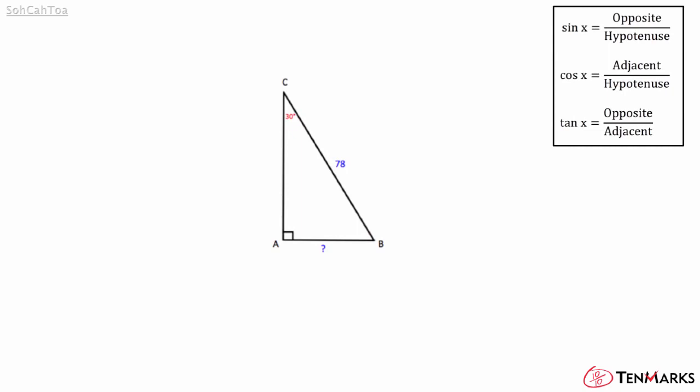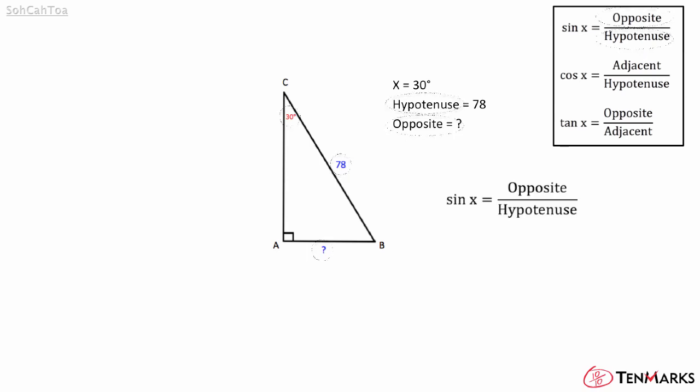Let's go back to the original triangle to see if we can solve for side AB using trigonometry instead of proportions. Which trigonometric ratio do you think would solve for the missing side? First, make a list of everything you have. You have angle X is equal to 30 degrees, you have a hypotenuse of 78, and you're looking for the side opposite the angle. The trigonometric ratio that includes both the opposite side and the hypotenuse is the sine.